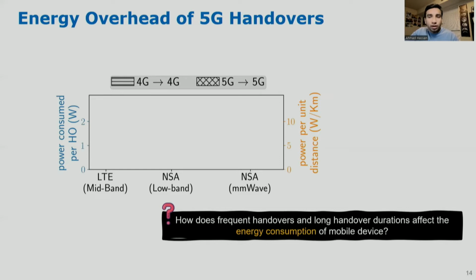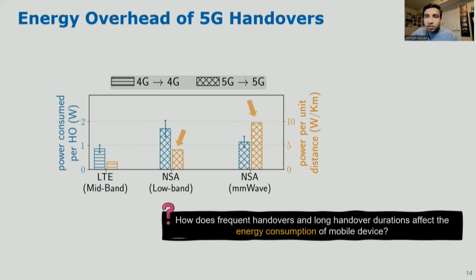So here on the left y-axis, we have power consumed by a single handover. And on the right y-axis, we have power consumed per unit distance, which also takes into account the frequency of each handover. We have a few interesting insights here. For example, we found that low-band handovers consume more power per handover when compared to millimeter wave. But if you look at power consumed per unit distance, millimeter wave handovers are still more costly overall because they are more frequent than low-band handovers.